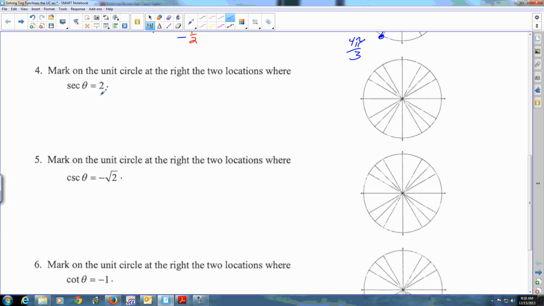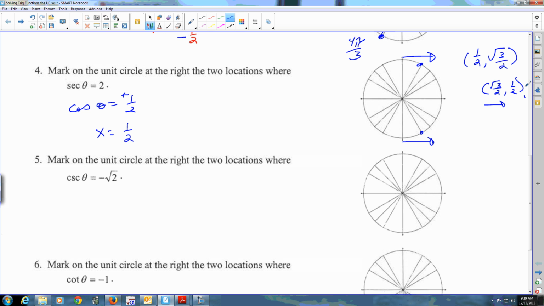Secant is 2. I have no clue what that is, but I know it's cousins to cosine. Cosine is a half, and it's a positive a half. It's saying, where's your x a positive a half? Your x's are positive on this side of the vertical axis. Where is it a half? It's here and here. Because if you have a half, it's either this coordinate or this coordinate. And I know it's obvious that I'm saying x has to be a half, so it can't be that one, but I want you to think about it. This one, you're farther over than you're up.